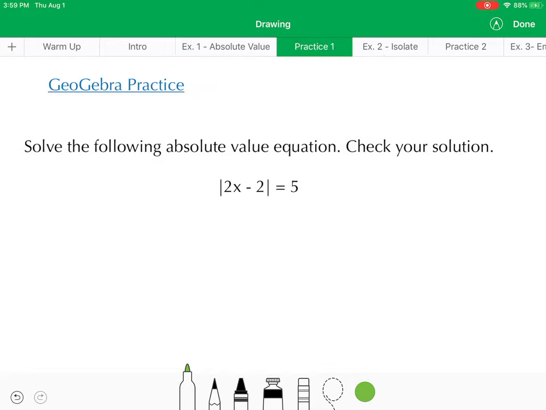All right. On the next sheet here, you've got a problem of your own to try. Pause the video for a minute, work through it on your own. When you're done, start the video back up and use it to check your solution.